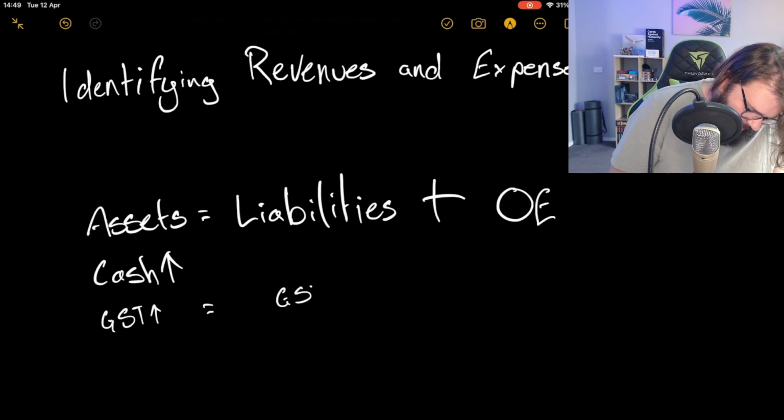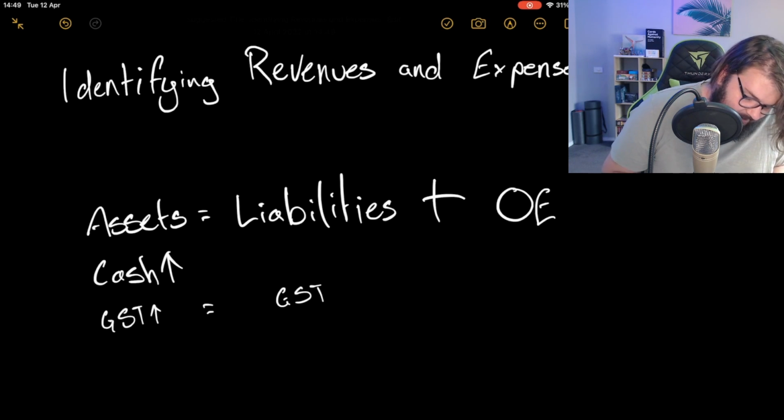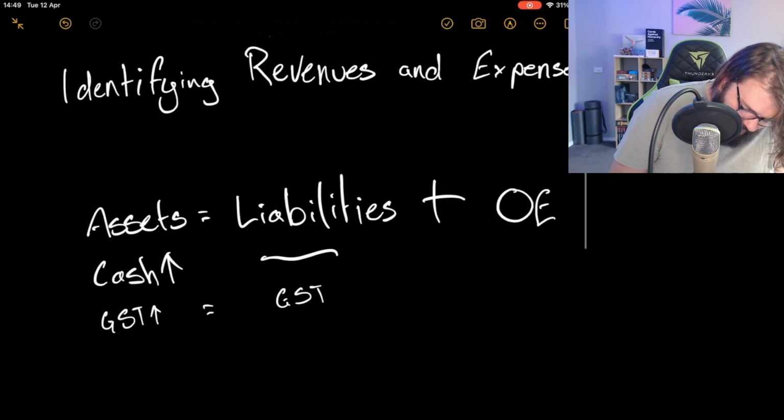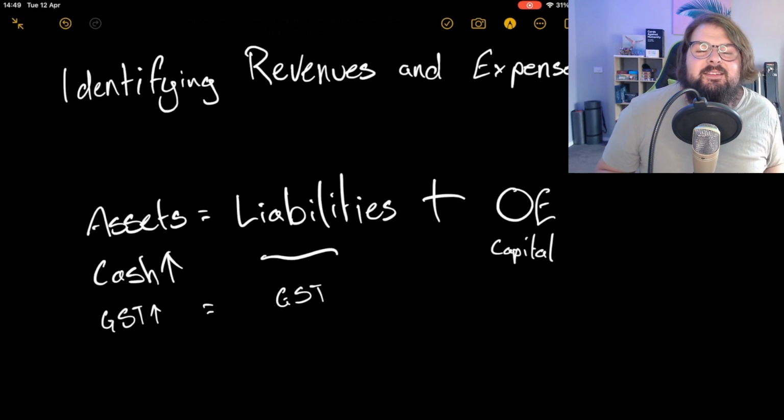And I owe that to the government. So that GST part, we don't consider that revenue because we just have to pay it straight to the government. But this cash that we've got here doesn't go to the government or anything else. It goes straight to the owner. So as a result, our capital increases. So we can say for sure that that is a revenue.